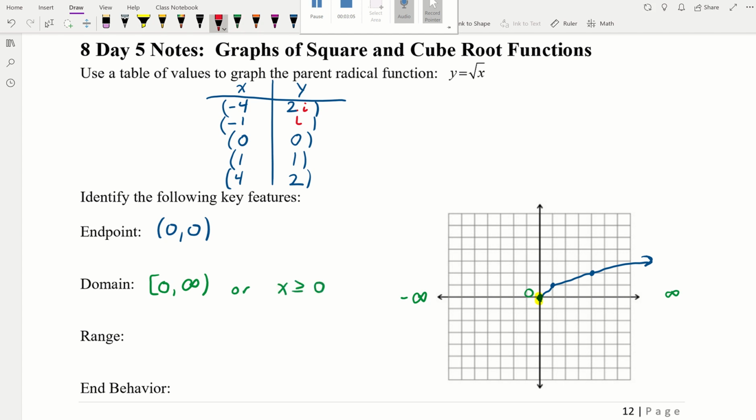For the range, we're going to look at the graph from bottom up. So -infinity is down here, and we'll notice there's nothing till we get to 0, and then the graph does go up forever to infinity. So our range is going to be from 0 to infinity as well, if we're doing interval notation, or typically most people prefer set notation, where we'll say y is greater than or equal to 0.